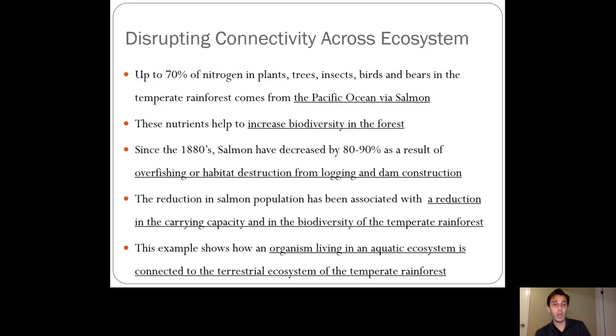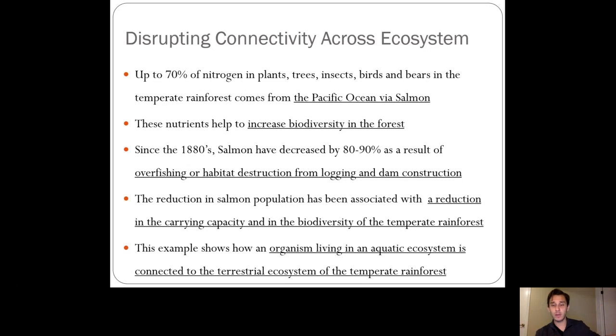Okay? The reduction in salmon population has been associated with a reduction in the carrying capacity and in the biodiversity of the temperate rainforest. So because the salmon isn't there to get eaten and then leave its remains to provide nutrients, other species that depend on those nutrients, well, they die too. They disappear too. Okay, so the key point you have to get out of here is planet Earth is not unconnected. These are two completely distinct ecosystems.